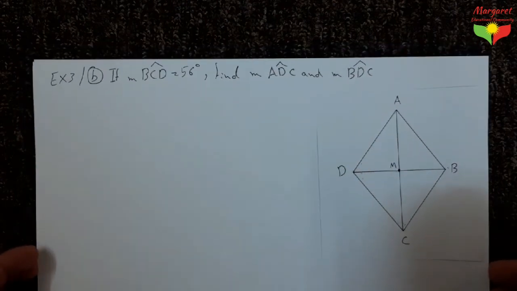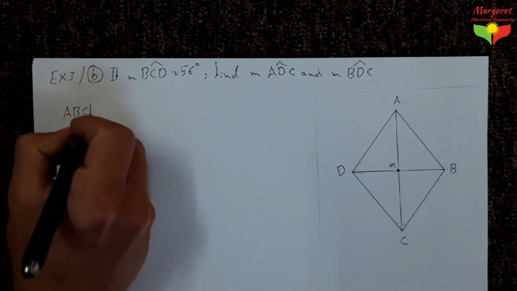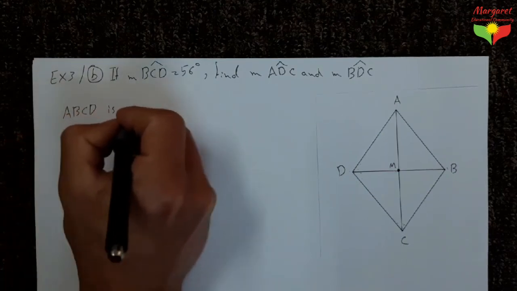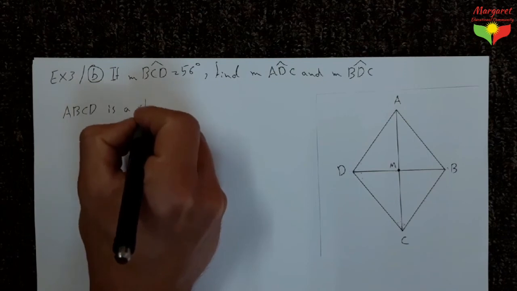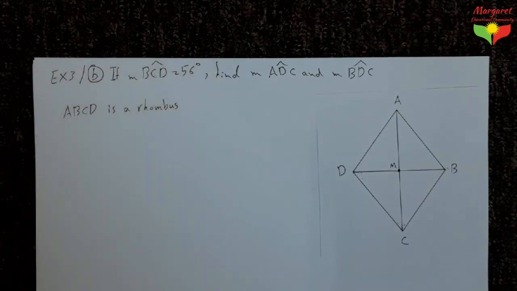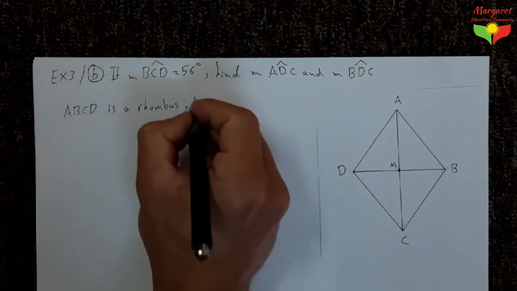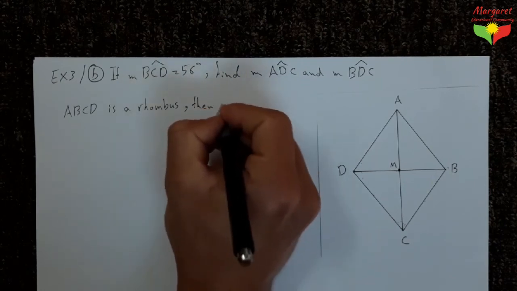Given that ABCD is a rhombus, and from the first property of rhombus we say that every rhombus is a parallelogram. Then it is a parallelogram.